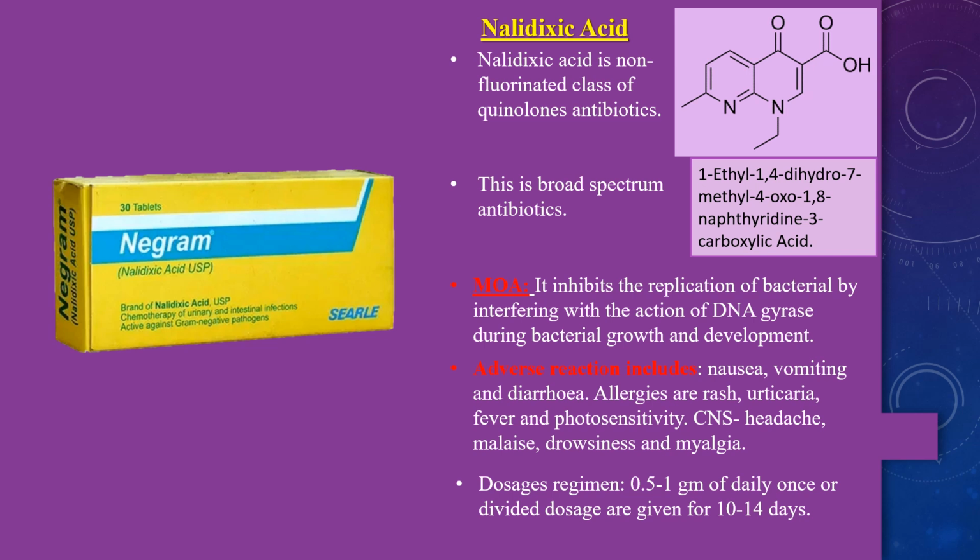Now let's come to the mechanism of action. It inhibits the replication of bacteria by interfering with the action of DNA gyrase during bacterial growth and development. Adverse drug reactions include nausea, vomiting, and diarrhea. Allergies are rash, urticaria, fever, photosensitivity. CNS adverse drug reactions are headache, malaise, drowsiness, and myalgia. Dose regimen: 0.5 to 1 gram daily, once or in divided doses, given for 10 to 14 days.